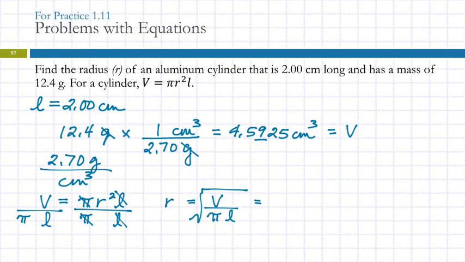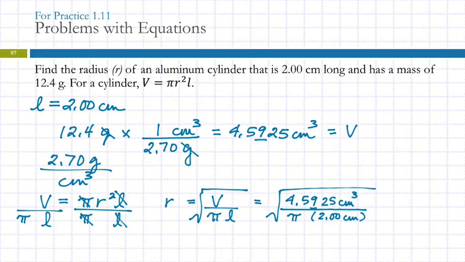So we solved the equation for the variable we're looking for, and now we put our numbers in here with their units. 4.5925 cubic centimeters divided by pi. You don't want to lose precision by writing out 3.14. Just use the button on your calculator. And L was 2 centimeters. And then we're going to take the square root of the whole thing.